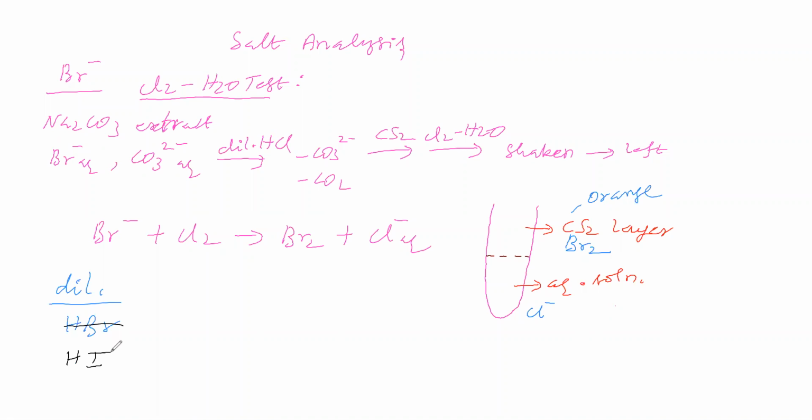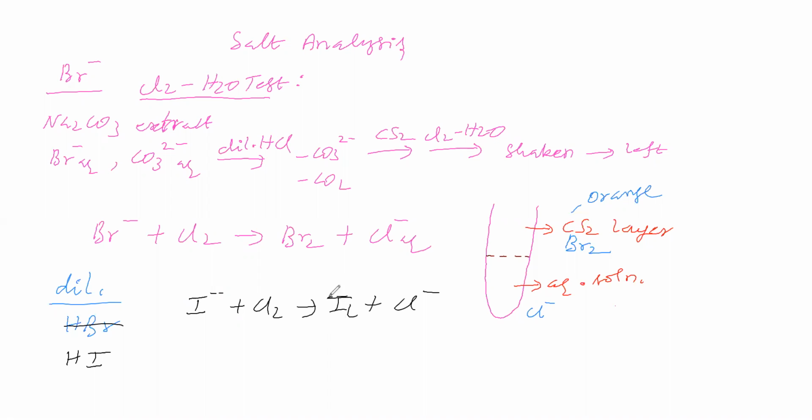Next one is HI. Can we add HI to this? If we add HI, what will happen? The H plus of HI converts carbonate into carbon dioxide. The remaining I minus will be there, no? That I minus will react with Cl2 to give I2 and Cl minus. This I2 goes to the CS2 layer, because iodine is covalent and CS2 is covalent. So iodine will dissolve to a greater extent in the CS2 layer and give violet coloration.